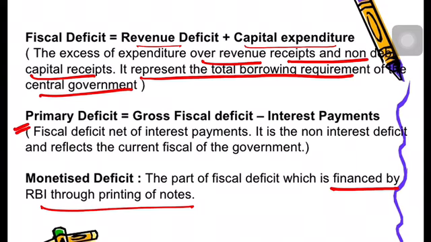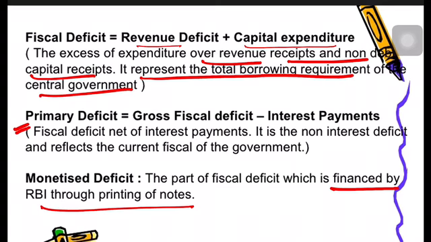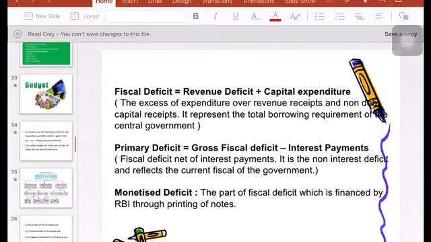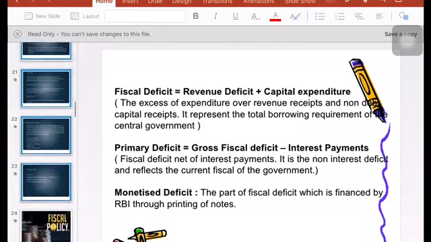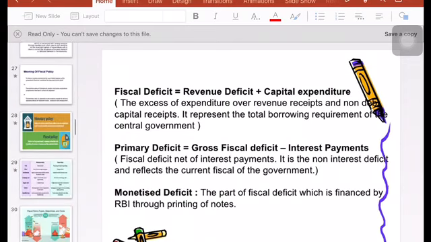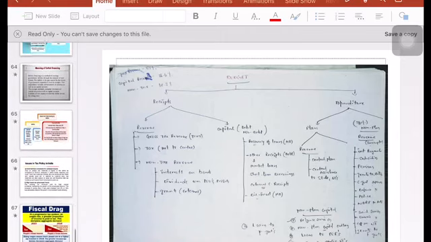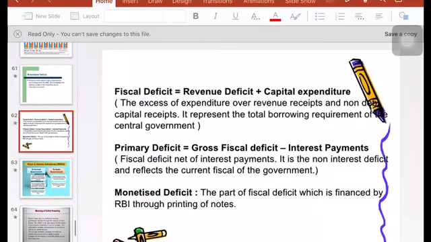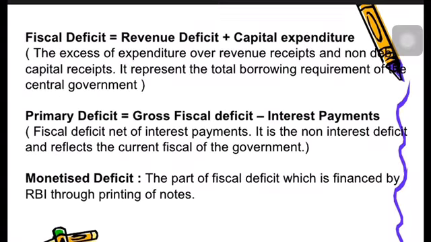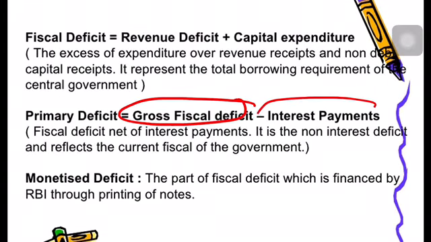Here there is one more thing called primary deficit. Last time I showed you something in the budget diagram itself, if you can remember: interest payments. What is meant by interest payments? For the earlier loans raised by the government, you now have to pay the interest. In the primary deficit, we have to subtract this interest. So that is called primary deficit. Primary deficit means fiscal deficit minus interest payments.